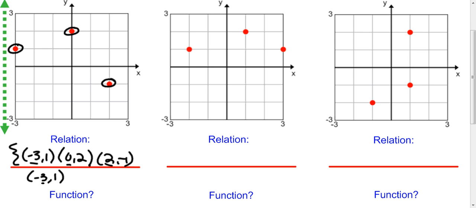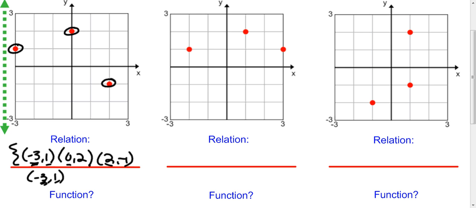If you have repeated x values, like right here, -3 and -3, and your y's repeat with them, it's still a function. If you have repeated x values with different y values, though, it's not a function.